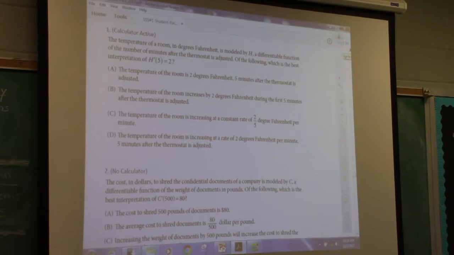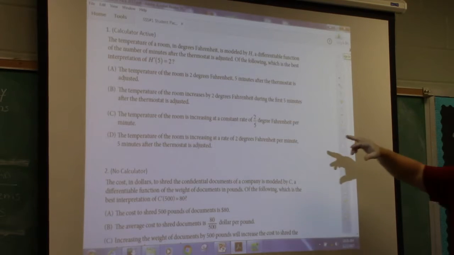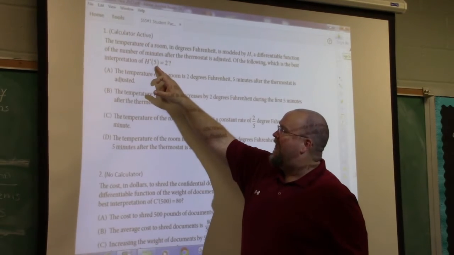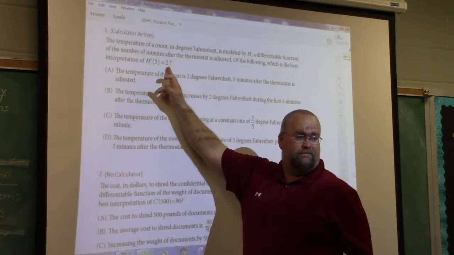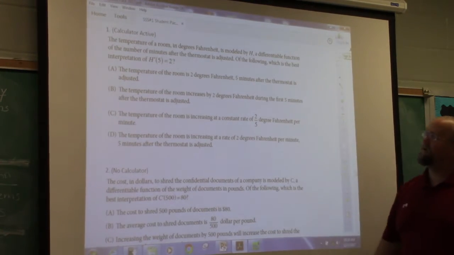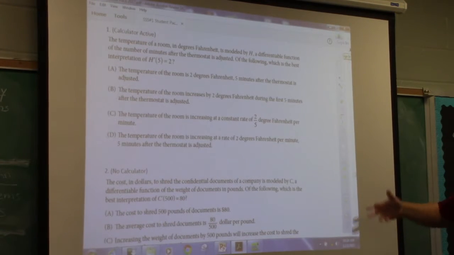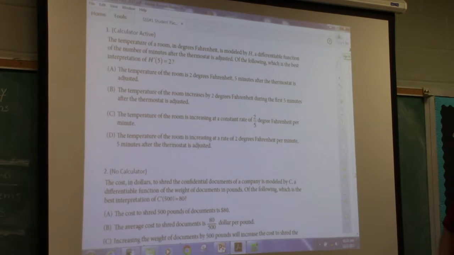When I ask my students this all the time, what's the derivative? Well, it's the instantaneous rate of change. It's the slope of the function at a point. It's the slope of the tangent line is another way we can say it. So when we take the derivative of H, it's giving me the instantaneous rate of change of H. So it's telling me how fast the temperature of the room is changing at t equals 5. In this case, the temperature in the room at 5 minutes is changing at 2, whatever our units are. What are our units? Degrees Fahrenheit per minute, okay.